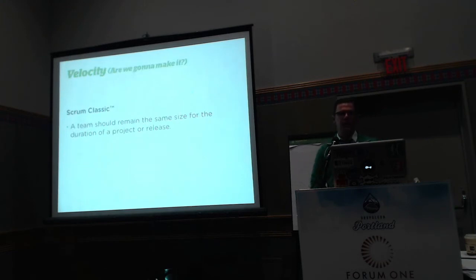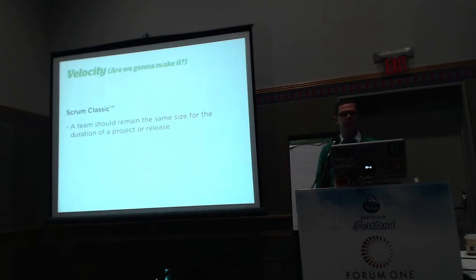So we have velocity. In other words, are we actually going to make it to the end of the project? Are we going to launch on time, on budget, with everything that needs to be done? In Scrum Classic, a team is supposed to remain the same size for the duration of an entire project or release. There are 6 people on the team. There will always be 6 people on the team. There will always be these 6 people. Well, that works when you're Google and you have thousands of people working for you, and you can say these 10 people are going to work on this project from now until it's done.